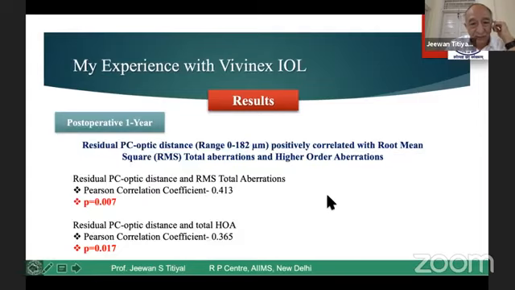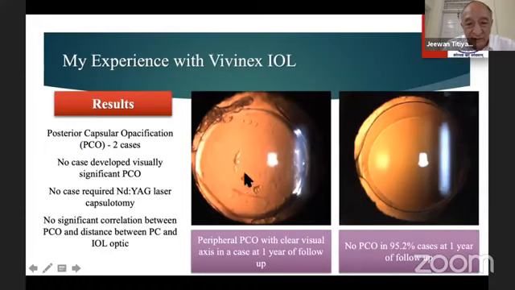And also, if you look into other areas, they are correlated. If the distance of the capsule from the posterior surface is less, the quality of vision was better. Only 2 cases had a little bit of central growth. Otherwise, all cases at 1 year had an absolutely clear posterior capsule. No patient required YAG capsulotomy till date. In my experience now, 3 years plus, we have not done YAG for any patient.